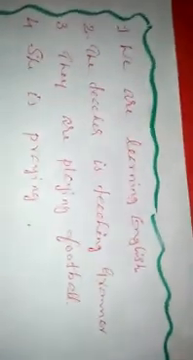From these examples, we can make the form of present continuous tense. Subject plus is or are or am plus the ing form of the verb. I repeat, subject plus is or are or am plus the ing form of the verb. That is the form of present continuous tense.